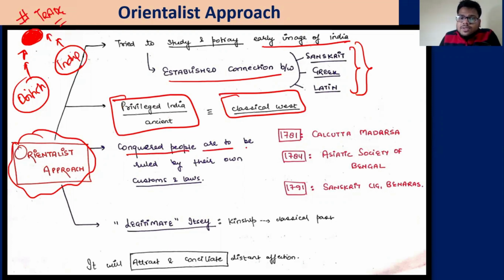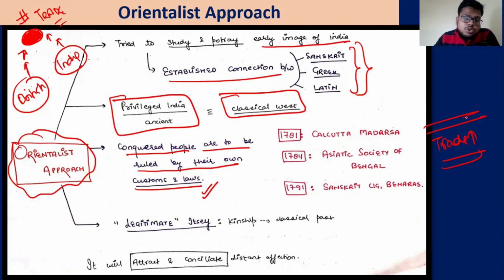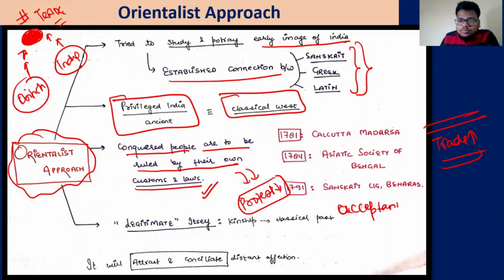So they believed that conquered people are to be ruled by their own customs and laws. Till the time we do our trade, we prosper by trade. But when it comes to rule, these people should be ruled in their own laws, in their own customs, so that there is no protest from these people. There should be an acceptance by the people. Acceptance can be increased. So that is the idea.